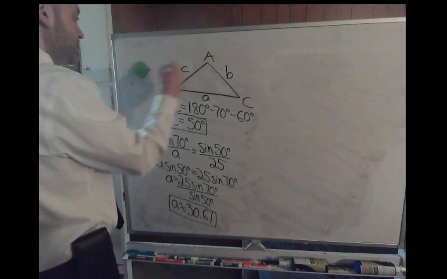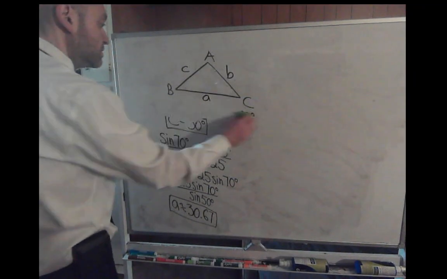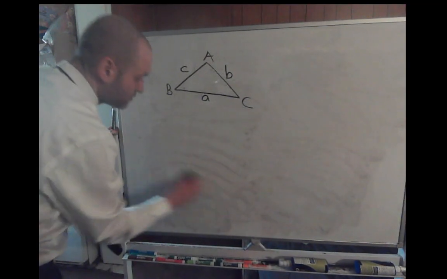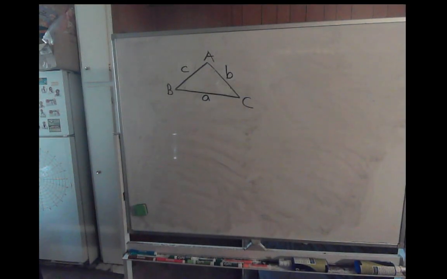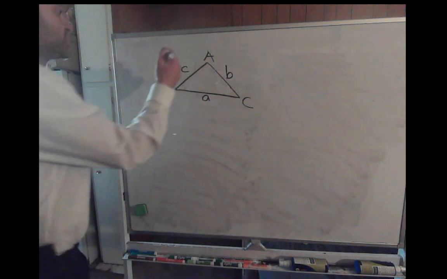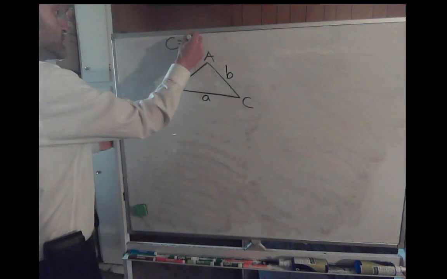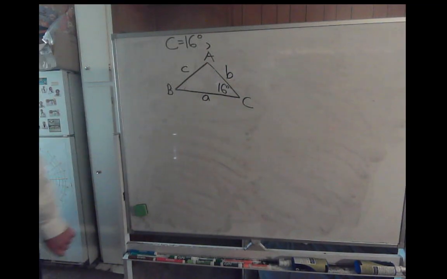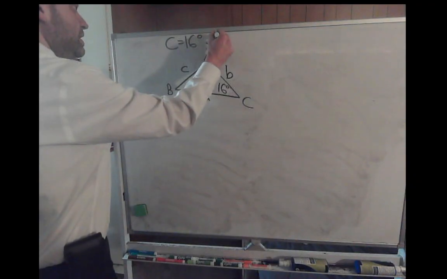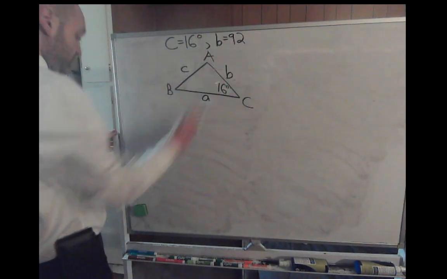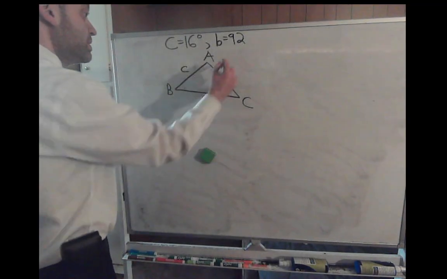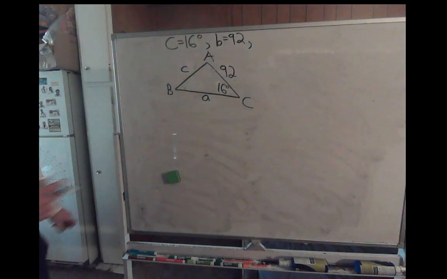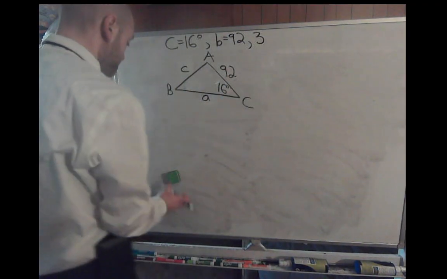And I got 4 more. Here's side C. All right, perfect. So we got C equals 16 degrees. So here's the 16 degrees. What else do we got? Side B has a length of 92. So let's set that up. And then we should have a value for side C, which is 32.